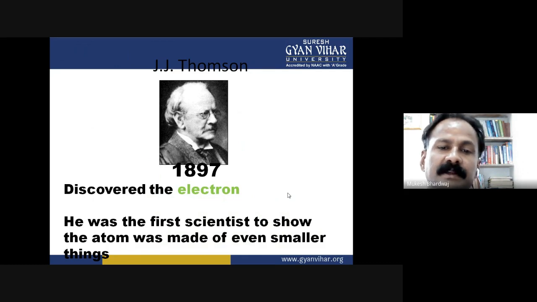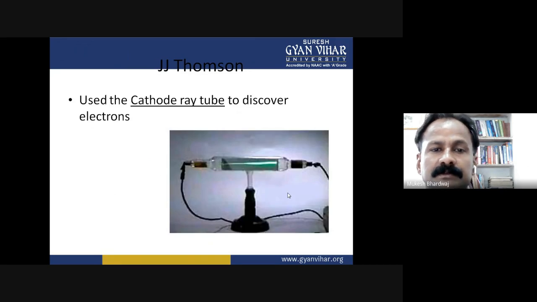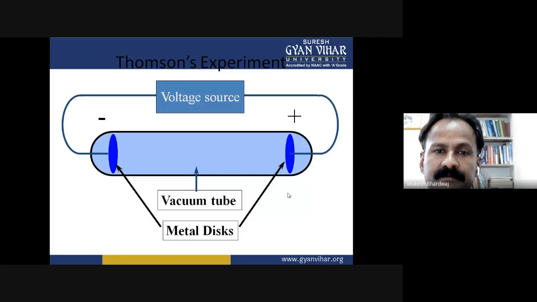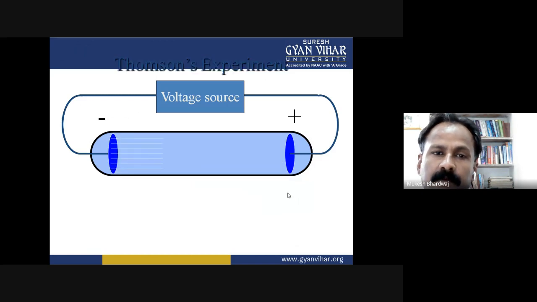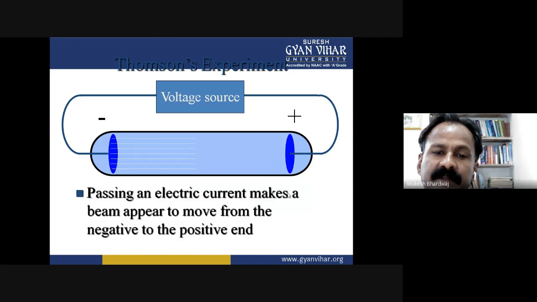J. J. Thomson in 1897 discovered the electron. He was the first scientist to show the atom was made of even smaller things. This is the cathode ray tube used to discover electrons, given by J. J. Thomson. In the Thomson experiment, a voltage source is applied across the cathode ray tube. A vacuum is maintained between the two metal discs. Passing an electric current makes a beam appear to move from the negative to the positive end.